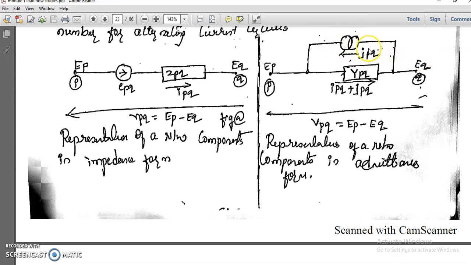Here one current is flowing, and here also I will be taking; actually, here I am not showing it. Here the IPQ flow will be there. This is IPQ and this is JPQ. Both currents you have to take here: IPQ plus JPQ. The flow will be like this. Here JPQ, and in this they are taken as IPQ.